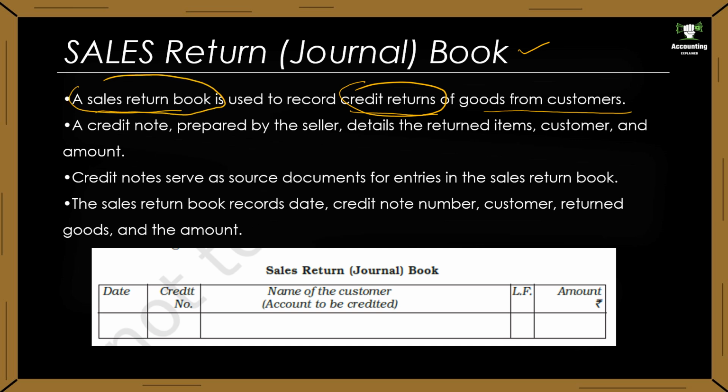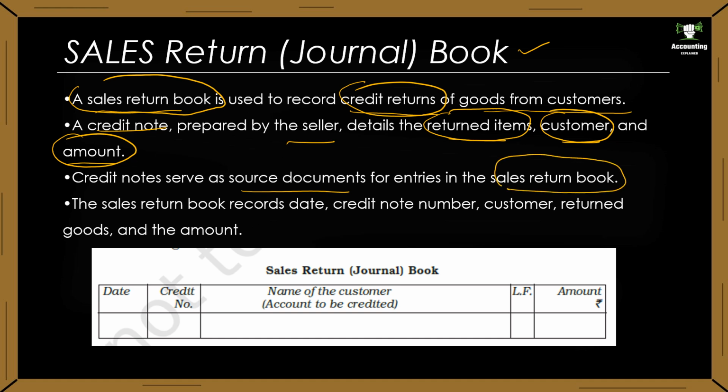Okay. A credit note prepared by the seller details the returned items, customer name and the amount. If we are the seller, then we will prepare the credit note. It will have the details of the returned items. What is the item that is returned? Who is the customer that has returned the item and the amount of the item returned. Here, credit note serves as the source document for entries in the sales return book. For us, the source document for sales return book is the credit notes.